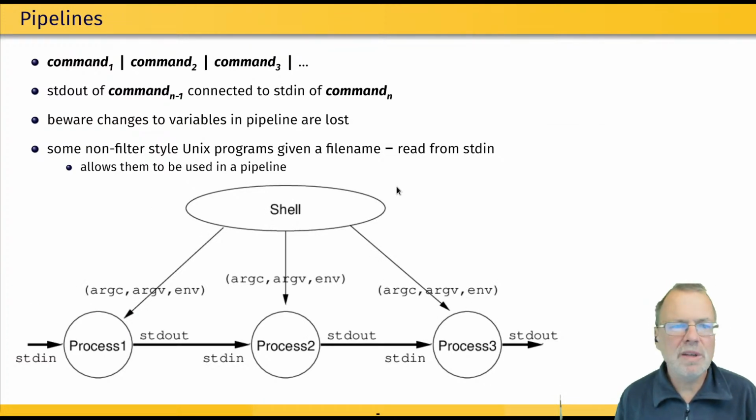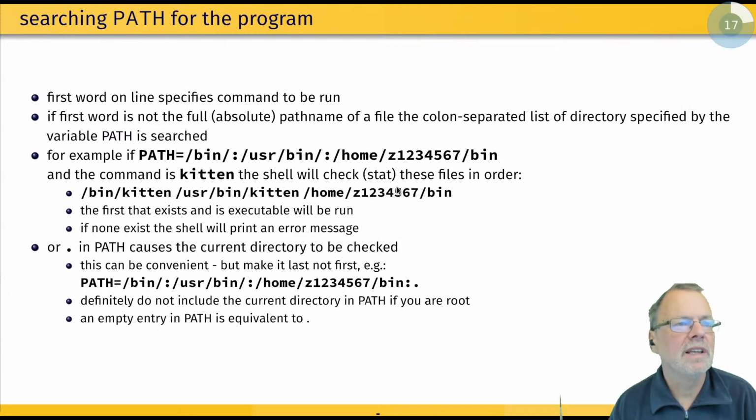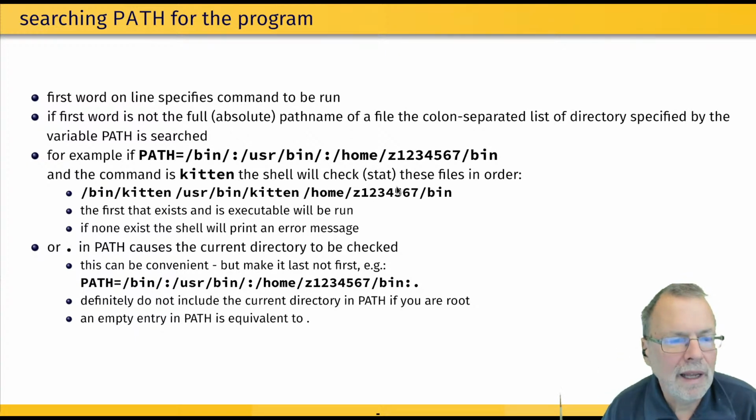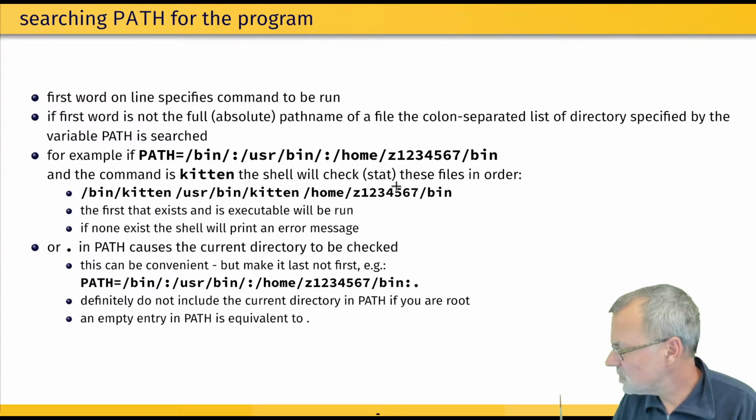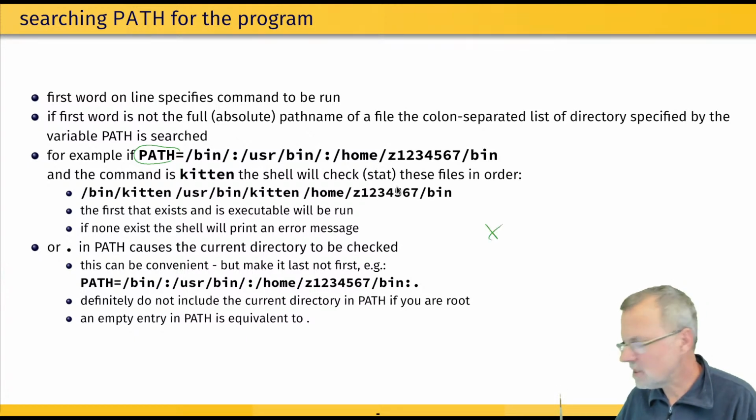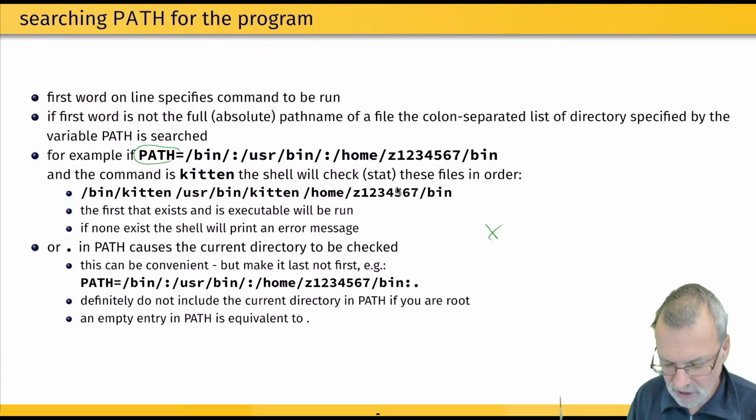Pipelines. Yeah, we've already seen pipelines at length. So processes joined together with pipes. Path. A path is a standard way shells use to specify where to look for a program. I say to run program X, how does the shell find it?